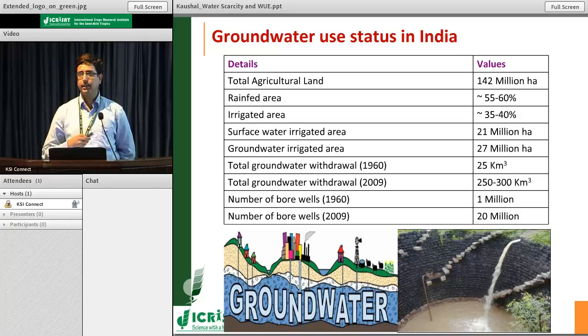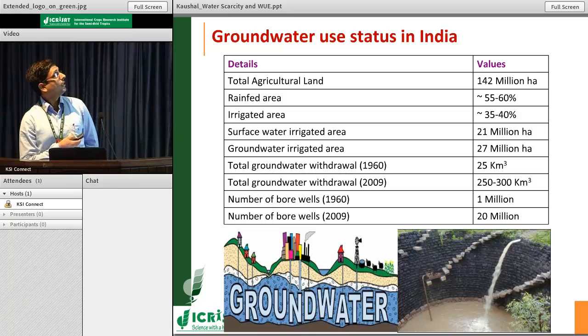So the situation is not very good. This slide shows that there is over-exploitation of groundwater resources, and it is required to replenish the groundwater resources.